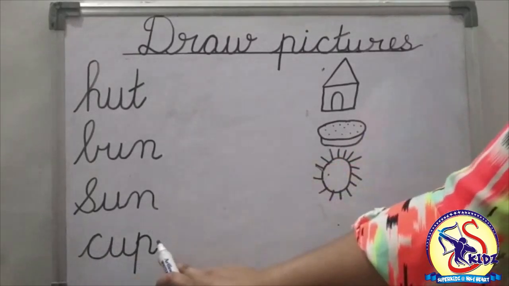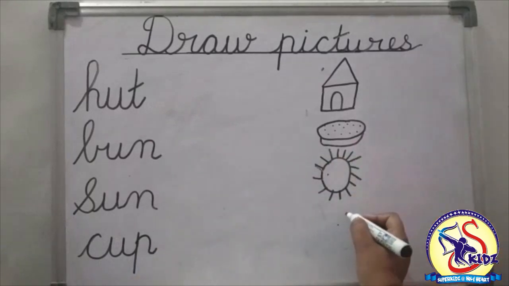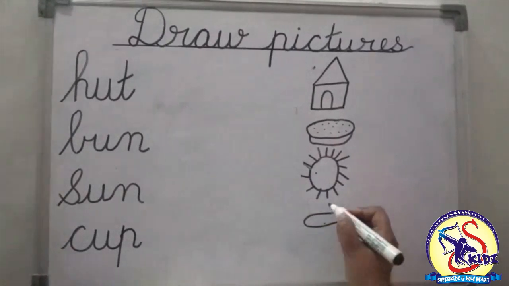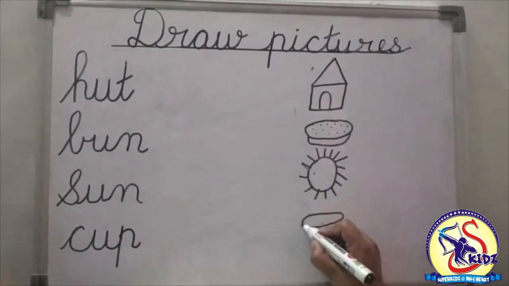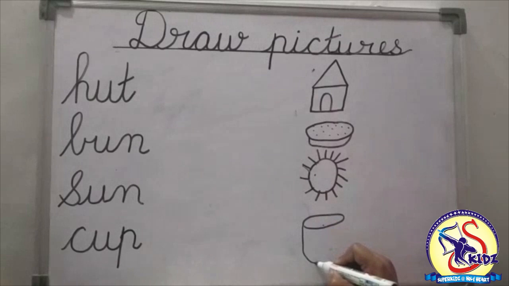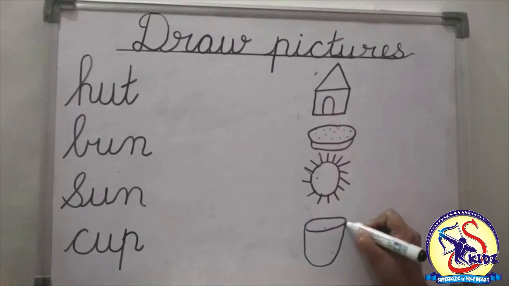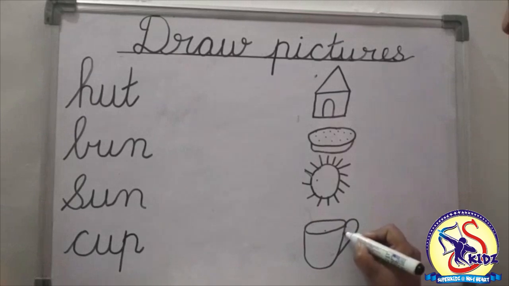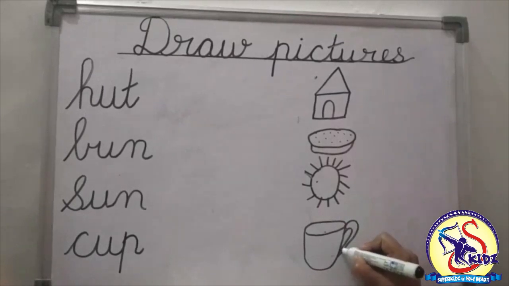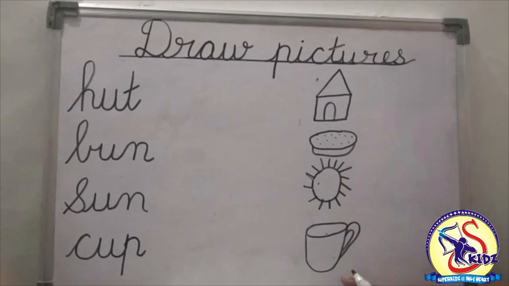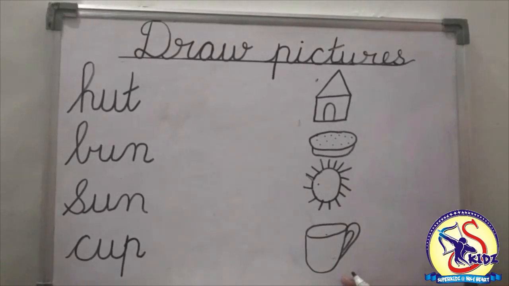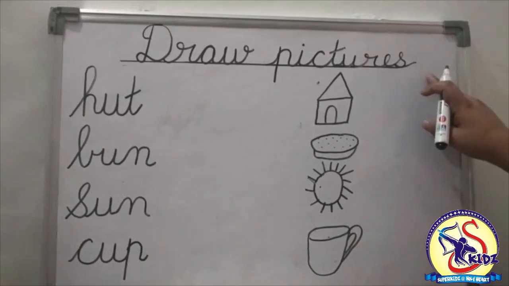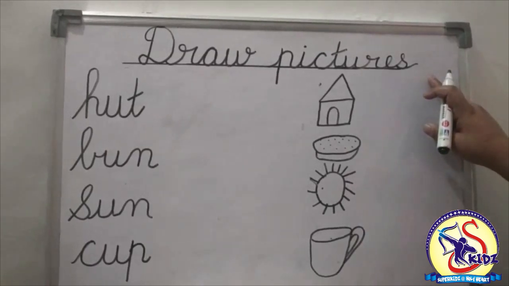C-U-P, cup. Now, we will make oval. Now, we will make curve. This is a cup. C-U-P, cup. Now, kids, do practice of these exercises at home.